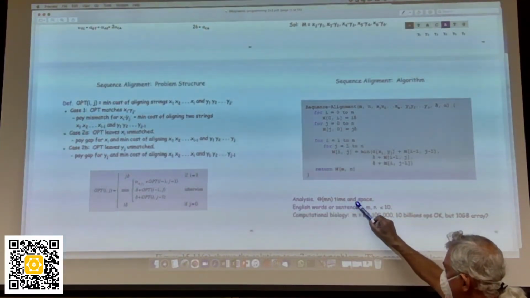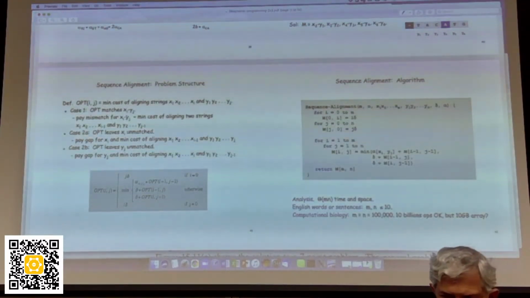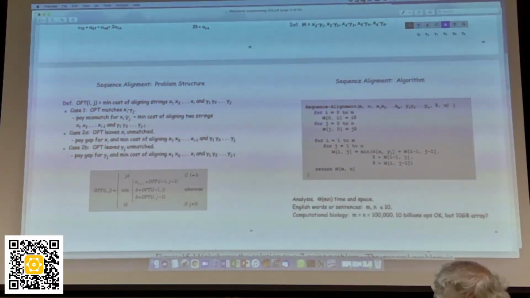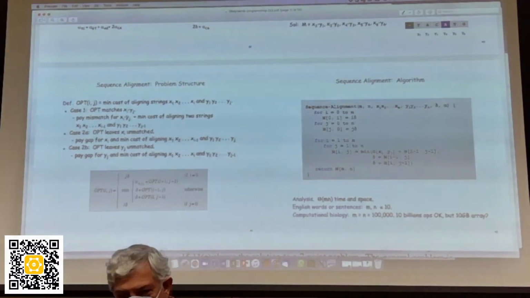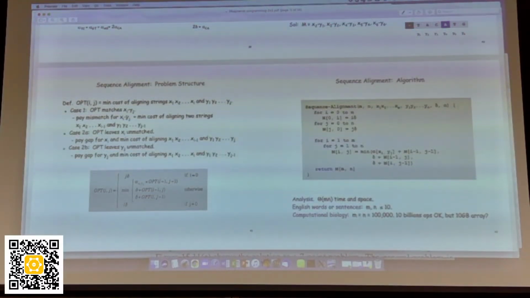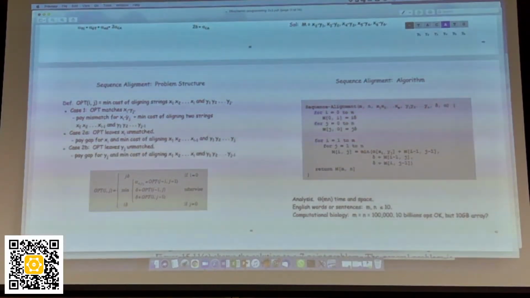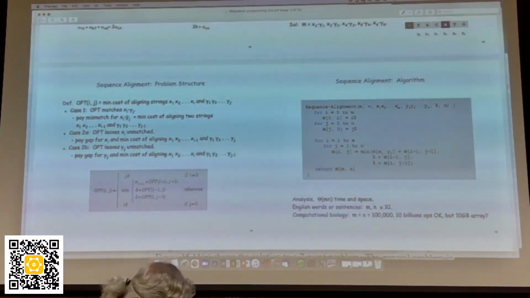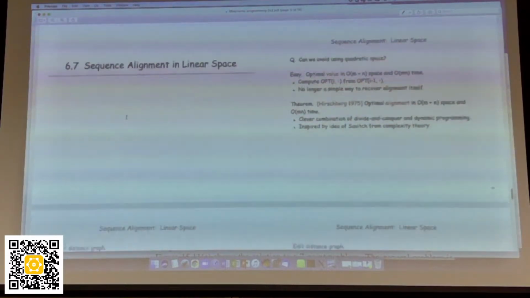So the problem is right here. It uses theta of m times n time as well as space. And there's a lot of research on how to reduce the space requirement for this algorithm. And this turns out to be way more difficult for us to talk about here. I'm not going to do that, but I'm going to tell you a little bit about this so that if you're interested, you can go and read up on it. In fact, they have some slides here, but it's simply not worth it for us to go through them.